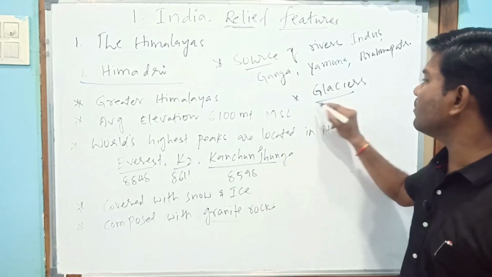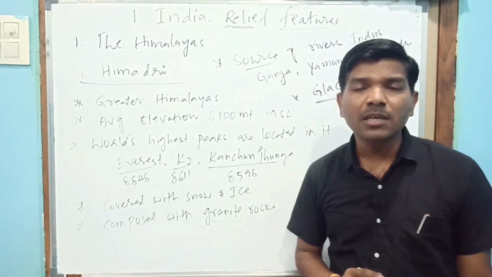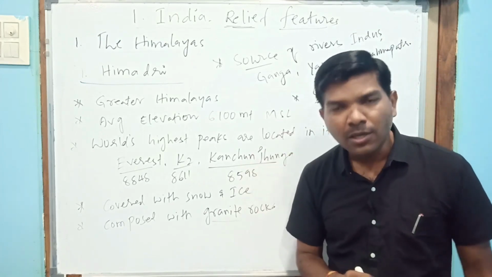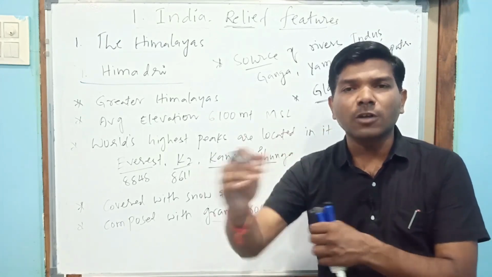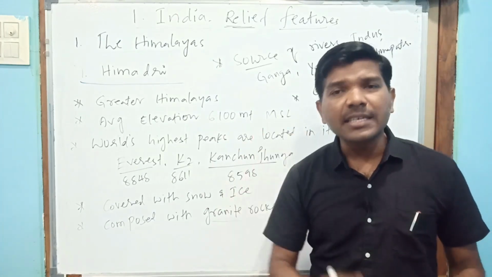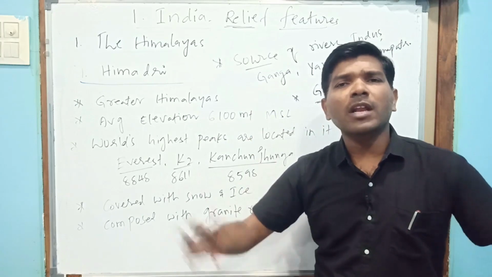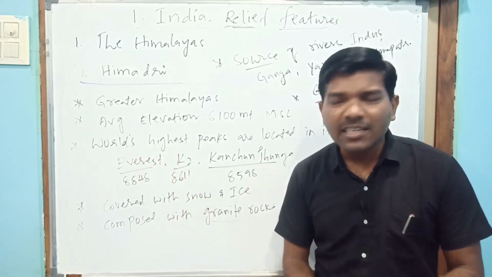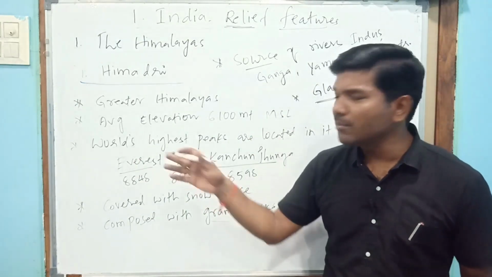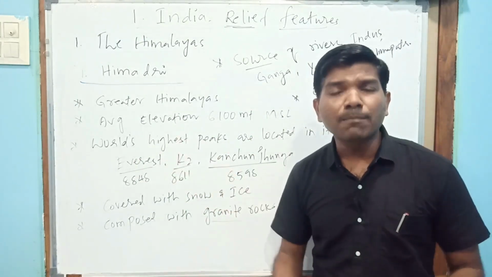Due to glaciers. What is meant by glacier? Glacier means a moving mass of ice. I repeat, a moving mass of ice is called a glacier, because huge ice is accumulated, very vast tracts of ice are accumulated in the Himadris. Himadri means it is snow-capped, completely ice.